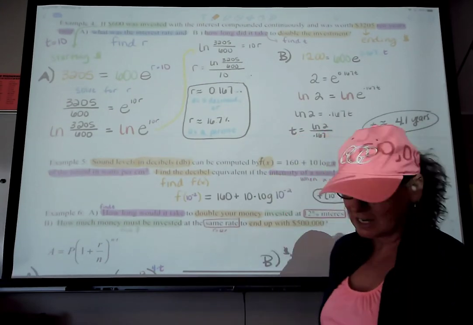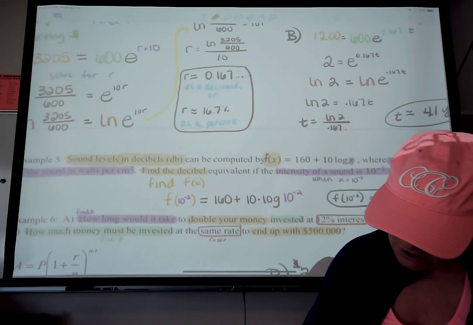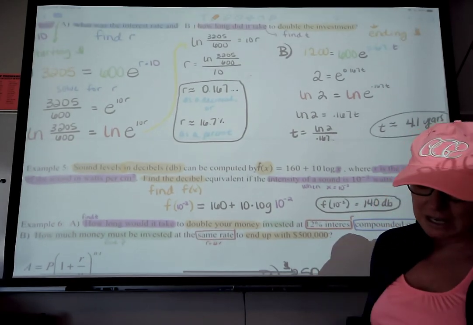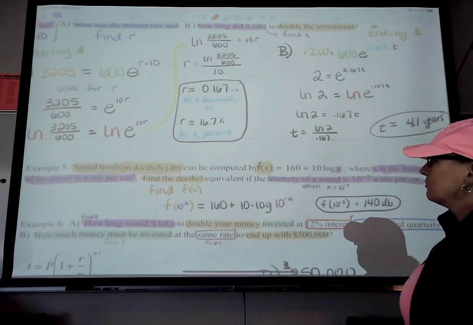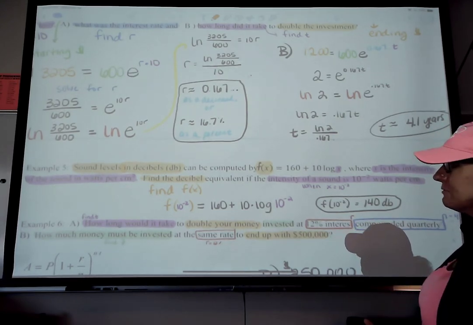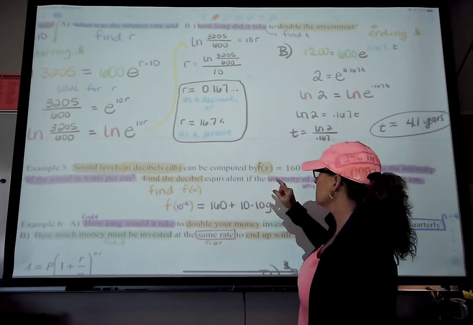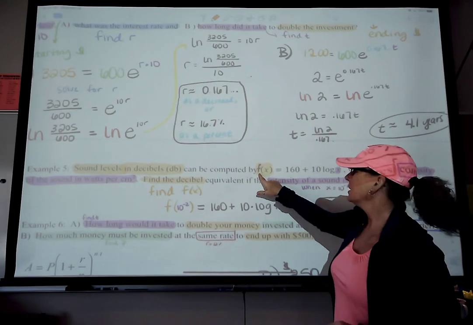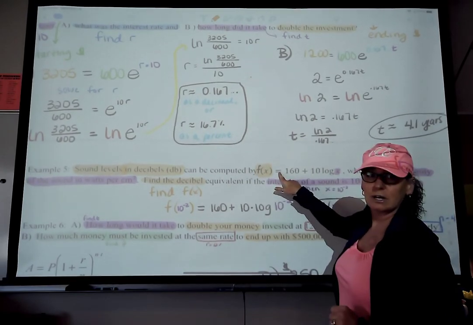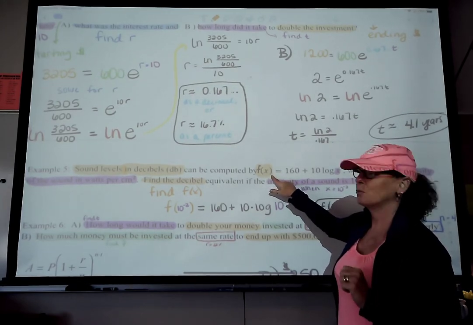Moving on, example 5. Example 5 is one of those kind of complicated ones. It's a logarithmic formula, and all you have to do is know how to plug in numbers. So watch what I'm doing. Oh, by the way, there was a typo here. This is supposed to be f of x equals, and I don't think it says that on your paper. So make sure it says that, will you? F of x equals.